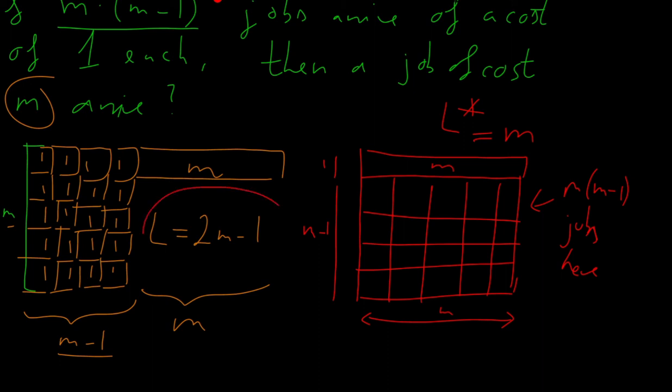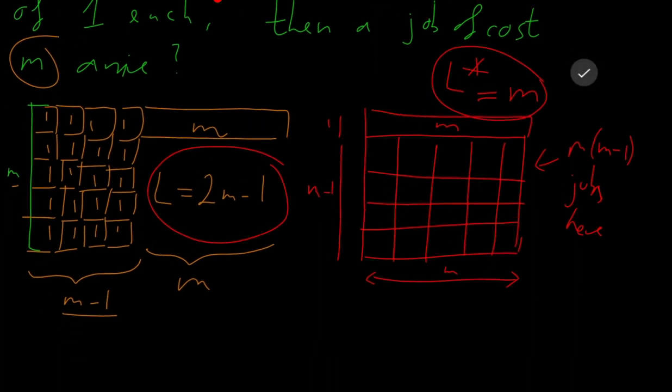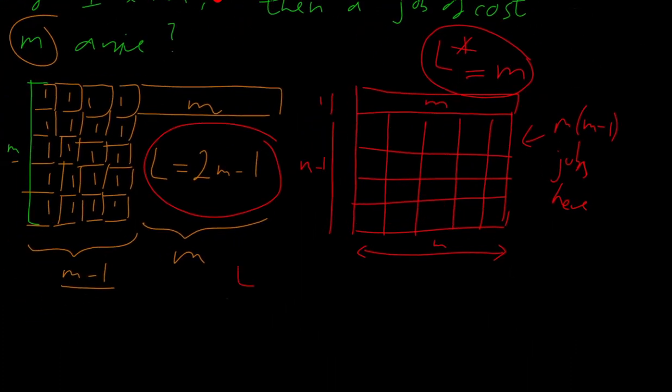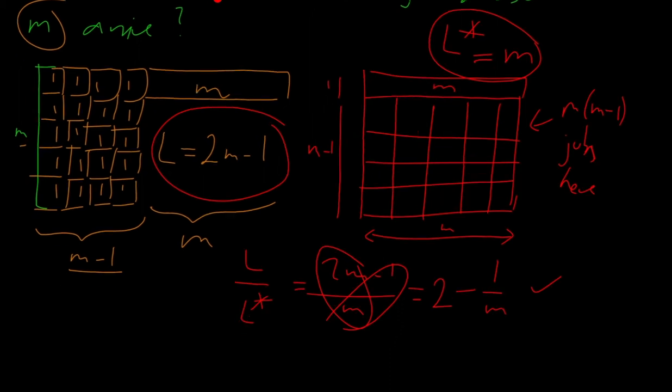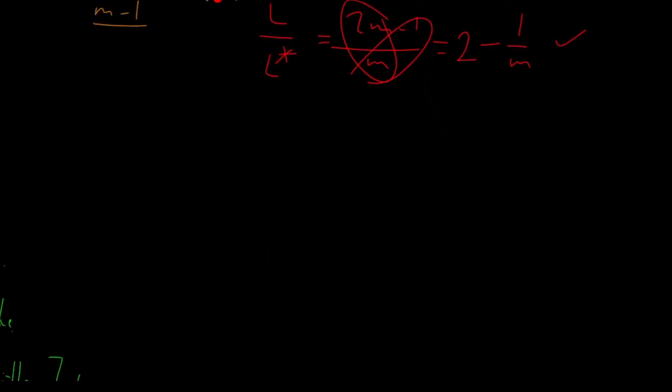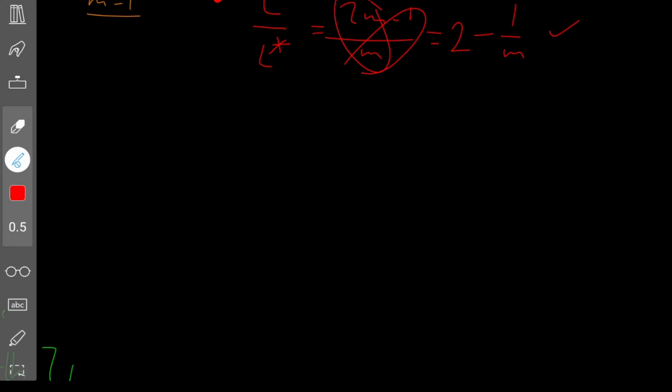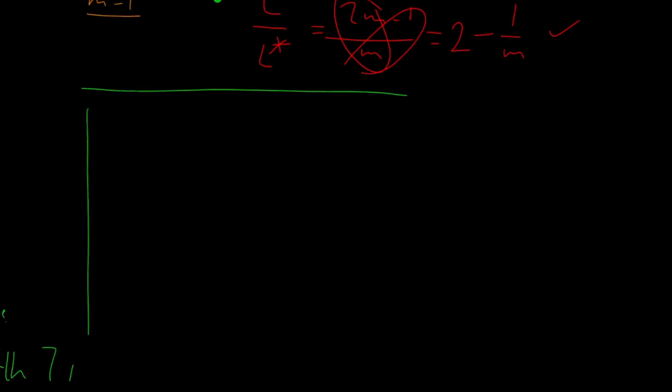Now this means that I have to divide 2m minus 1 by m, so the cost of the algorithm divided by the optimum is 2m minus 1 over m, which is exactly 2 minus 1 over m. Great. So we just proved by a bad input for this algorithm that it can't be better than 2 minus 1 over m competitive. Now let's try to prove the upper bound.